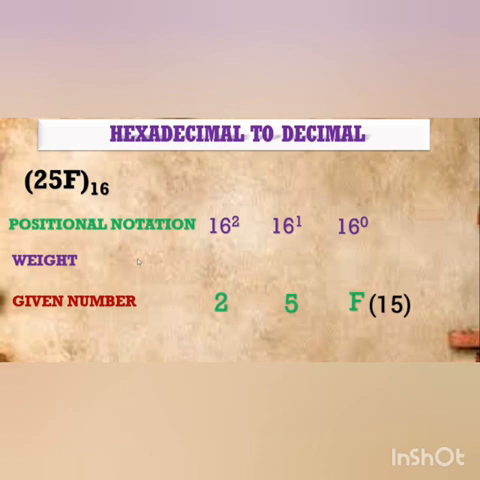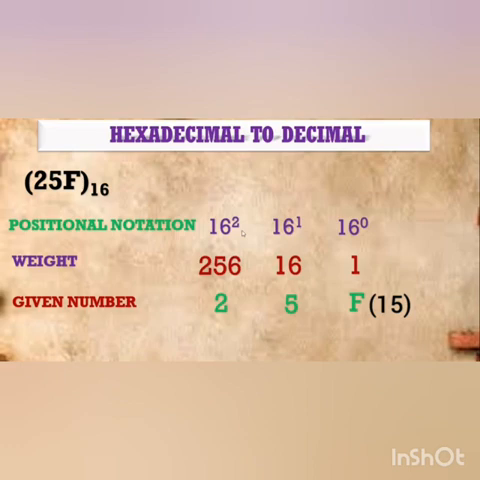Now we are going to write the equivalent weight. What is the value of 16 power 0? Anything power 0 is 1. So you have to write the equivalent weight of 16 power 0, that is 1. 16 power 1 is 16, and 16 square, 16 into 16, is 256.